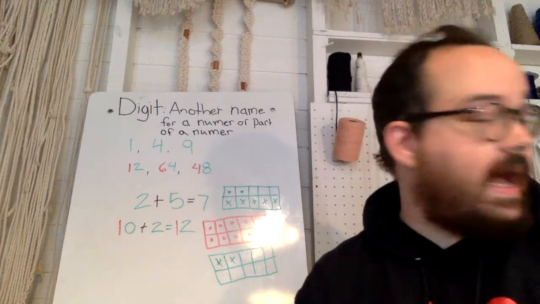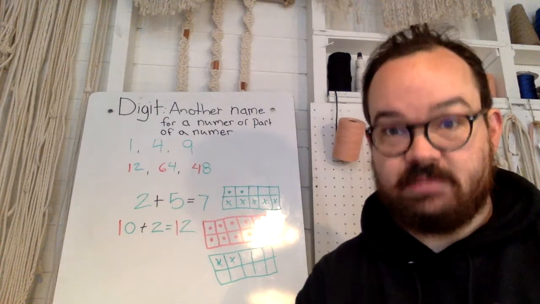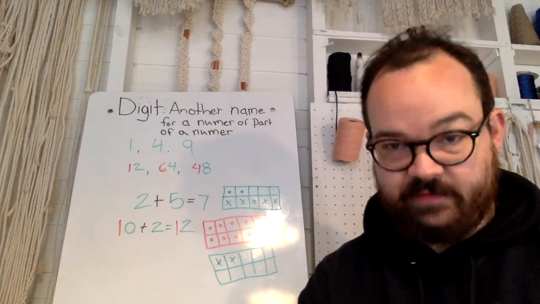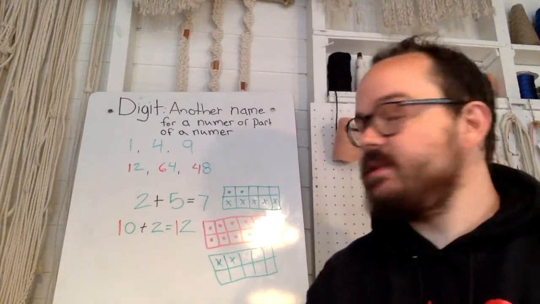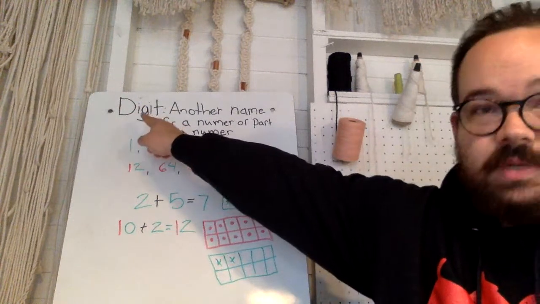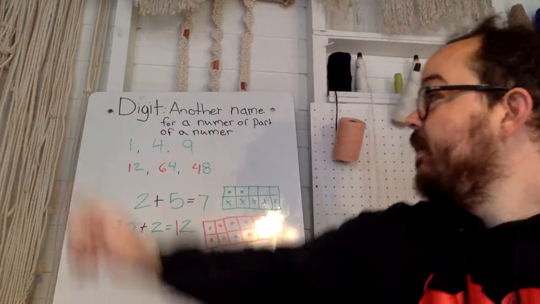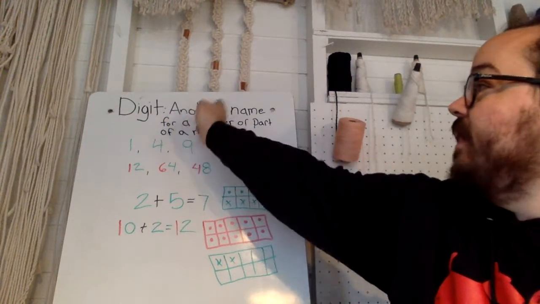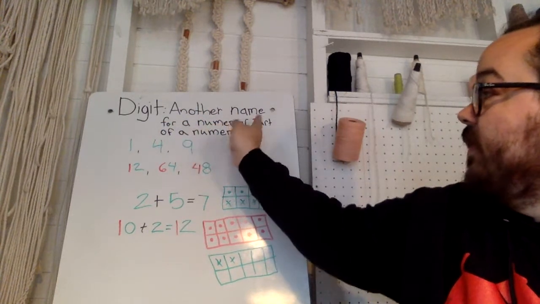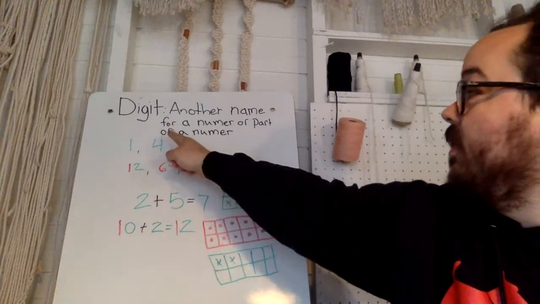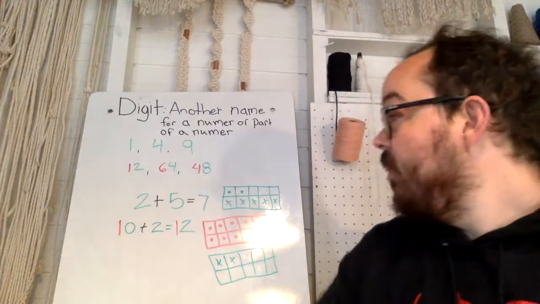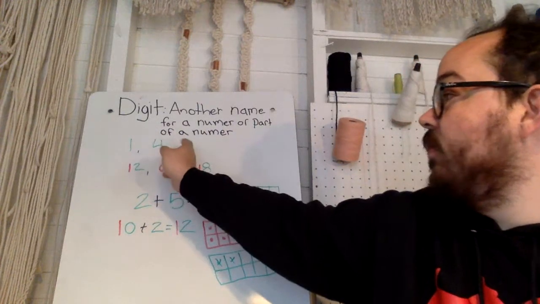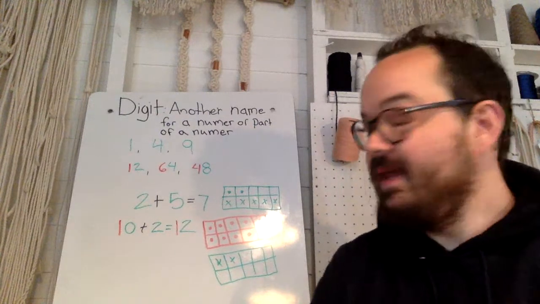Last week, I asked you to play Guess My Number with Mrs. Roosevelt, and she talked about digits. Now, a digit, mirrors on, is another name for a number or a part of a number. Mirrors off. So we have digits like 1, 4, 9, and those are also numbers.